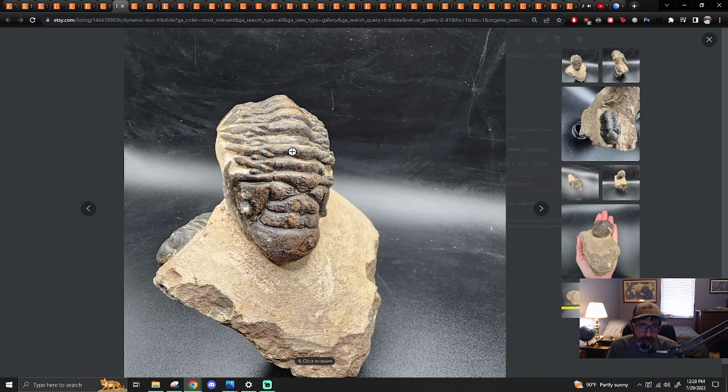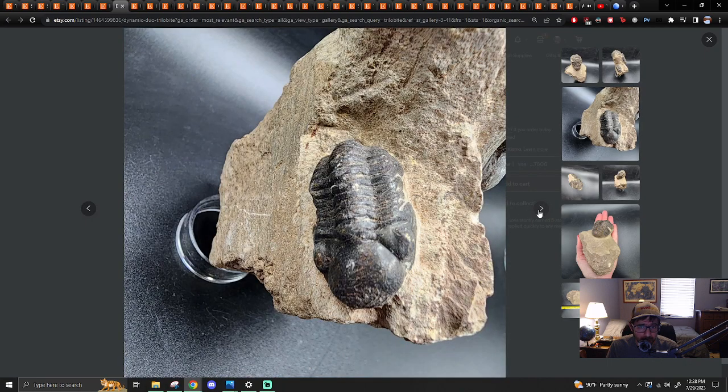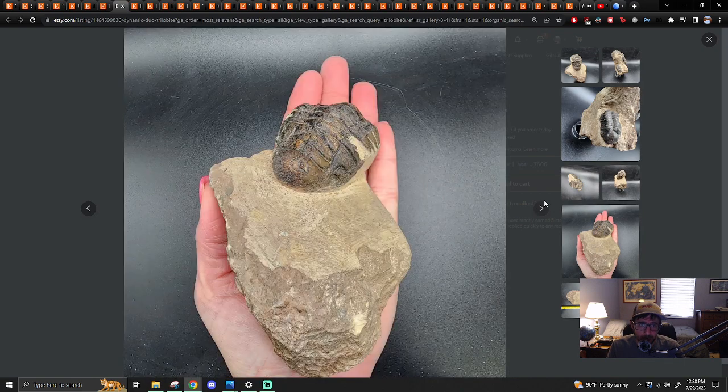Here's one. A little X shape here. I don't know what to make of it. Another one on it. There's a little gap there.